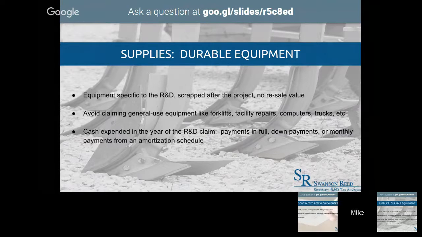You can count a down payment, or if you're paying it out on credit, you can count the payments from an amortization schedule. But cash outlays is the focus that you have to keep. Do not count the full cost of the value of the piece of equipment if you're going to use it for other purposes. The durable equipment falls into the same philosophy as the consumable supplies that we talked about on the previous slide, where again, they are costed out completely within the year. And as long as you stay within the year and just count the portion of the cost applicable to that year, you'll stay out of trouble.